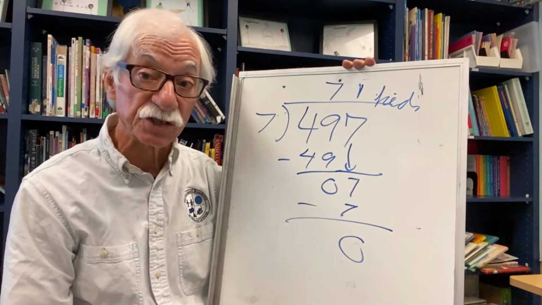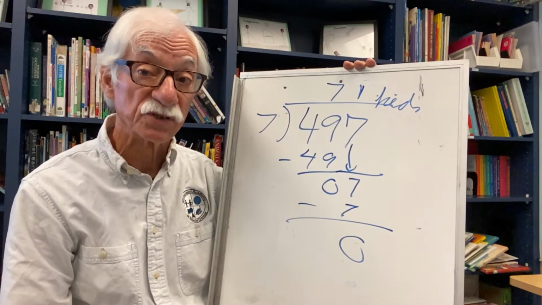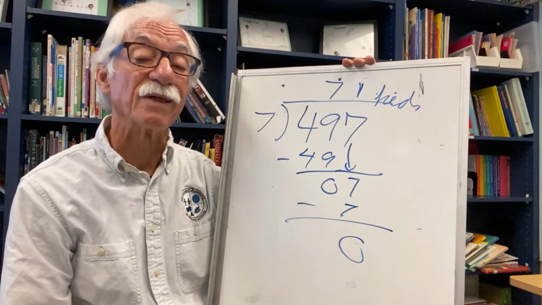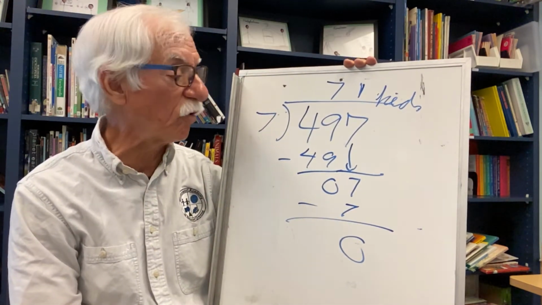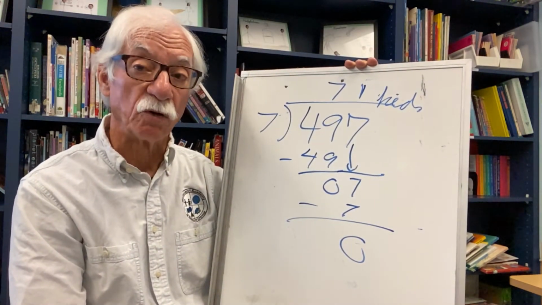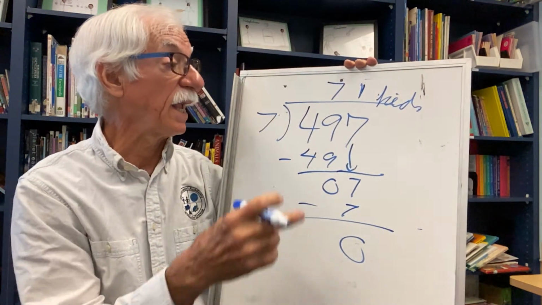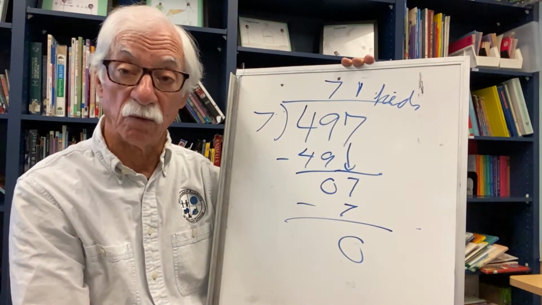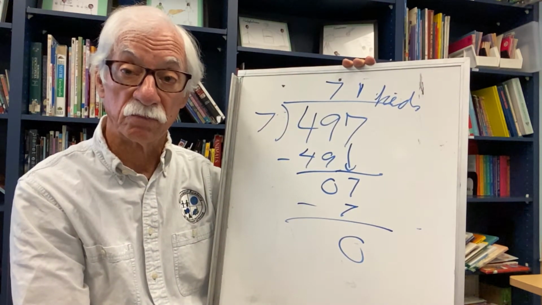The divisor gives you the quantity of the group you're looking for. The dividend is the number that you need to put in those groups. And your quotient tells you how many will be in each group.